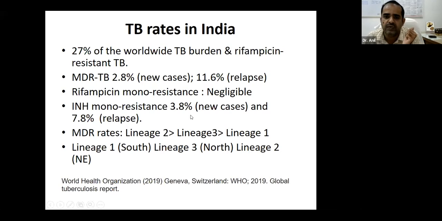INH monoresistance, however, is 4% in new cases and 8% in case of relapse. This you will not find with GeneXpert alone.